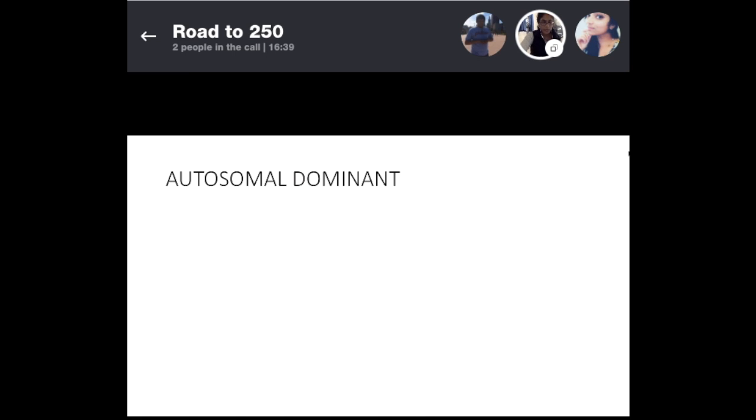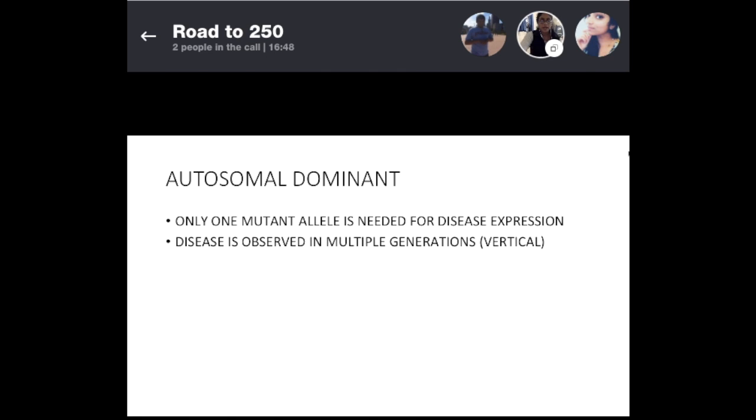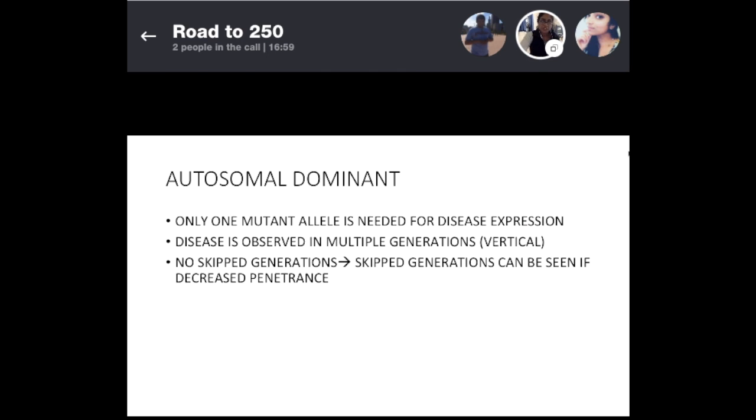So, autosomal dominant. Usually only one mutant allele is needed in order for the disease to be expressed. And the disease is usually observed in multiple generations. So you're going to see vertical transmission, so up and down transmission in the pedigree. Usually you're not going to see skipped generations. And if you do, it's most likely that there's decreased penetrance occurring. So if you do see a skip, that would be the most likely reason why.